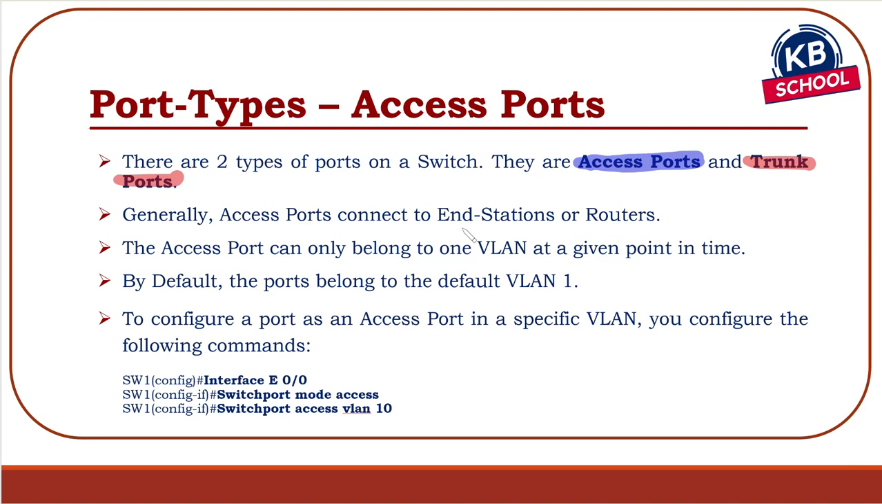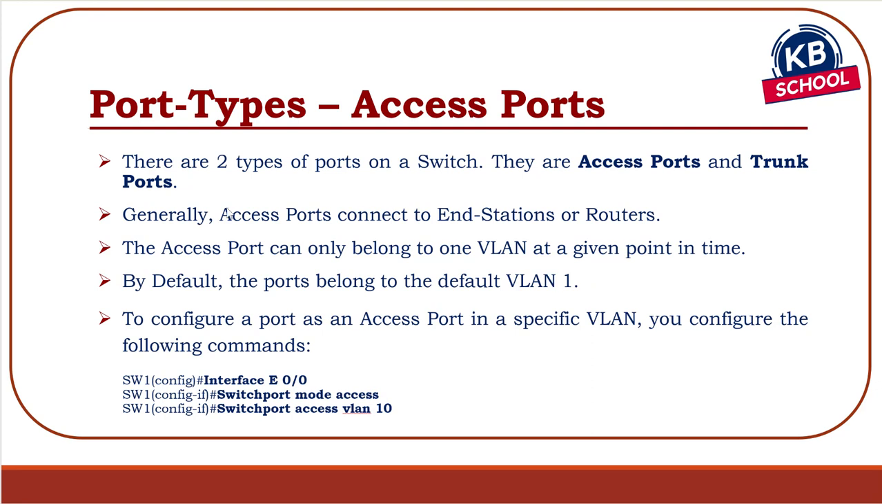Generally, access ports are connected to either end stations or routers. Access ports can only belong to one VLAN at any given time. If you don't do anything with the ports, they will belong to the default VLAN, VLAN 1. If you do want the port to be part of a particular VLAN, as I showed you, switchport mode access tells it that it's an access port and it belongs to VLAN 10. Simple enough. I would need to do the same thing for all the other ports.